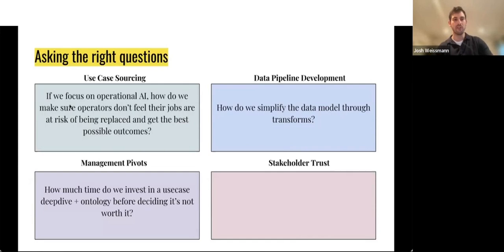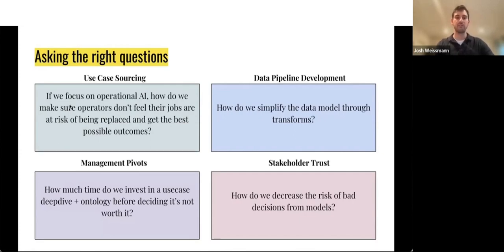So how much time do we invest in a use case, a deep dive, and the ontology that we're building before deciding it's just not worth it? It's not worth the time to build the ontology because it's not going to provide real business value. And if we can be use case agnostic and just get results wherever you can find them, that's going to be really valuable when thinking about pushing these things forward. And then finally, stakeholder trust.